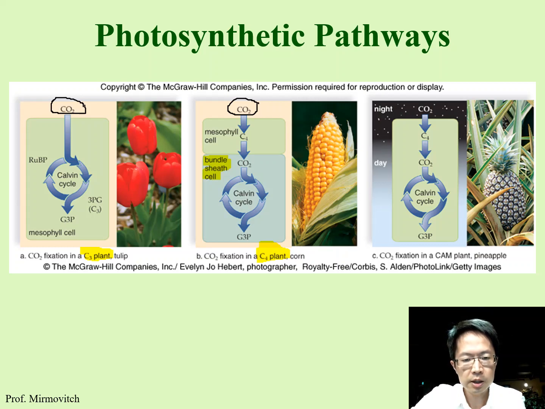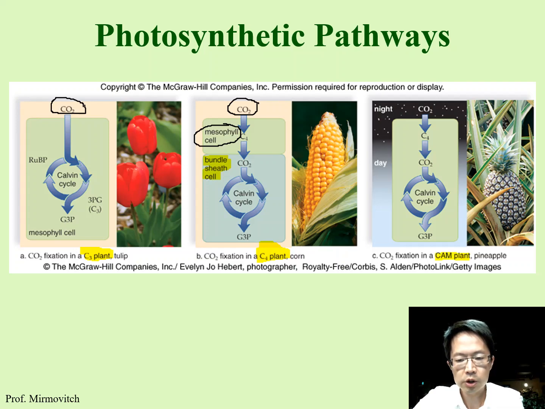So in here, they will bind with oxaloacetate, and then it converts into malate. And then malate has to go into the bundle sheath cell, and then it will release the carbon dioxide into the bundle sheath cell. Then the Calvin cycle will start. In this case, separating the space helps to minimize photorespiration.